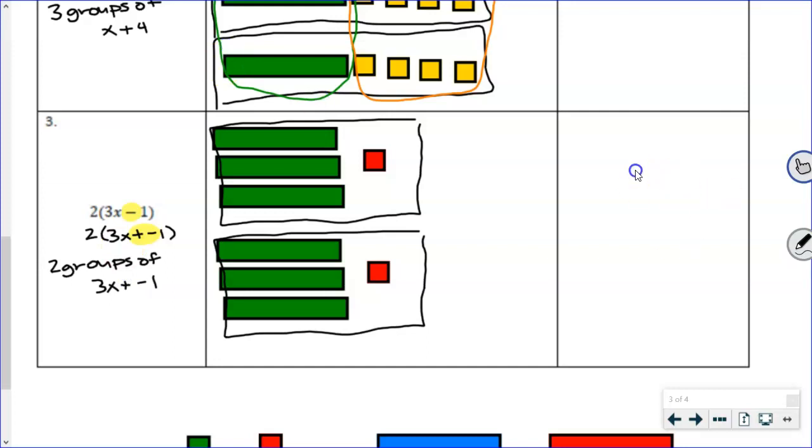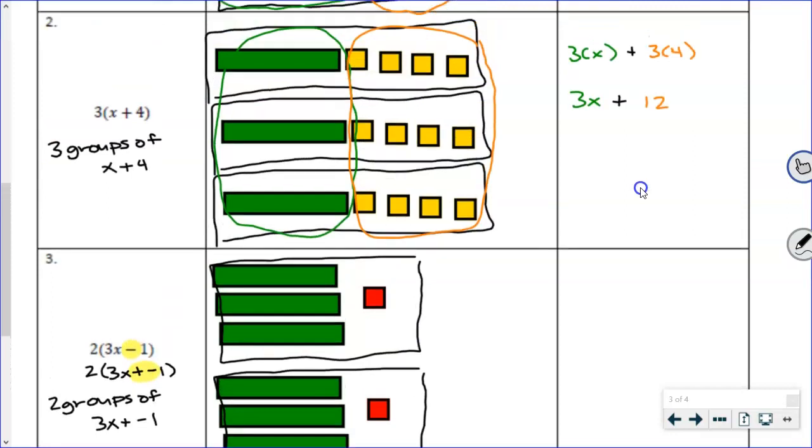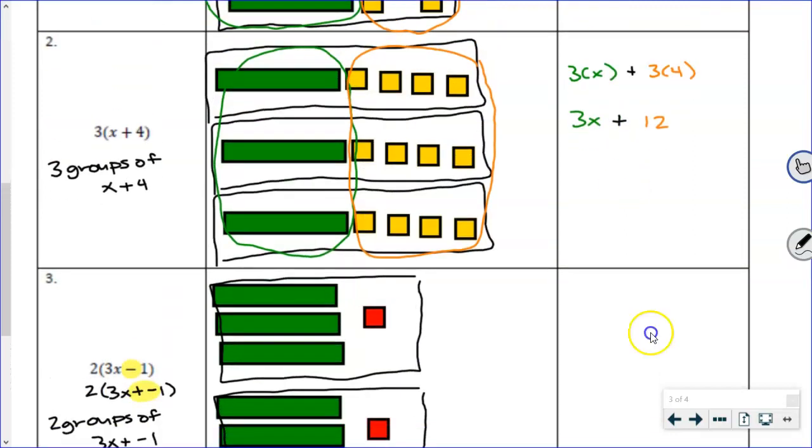Discuss with your groups. What should we be writing over here? Discuss with your groups, and then I'm going to ask you to share. Remember, we want it to kind of keep that same format, just like we did up here. What should we have here? Ready, set, go.